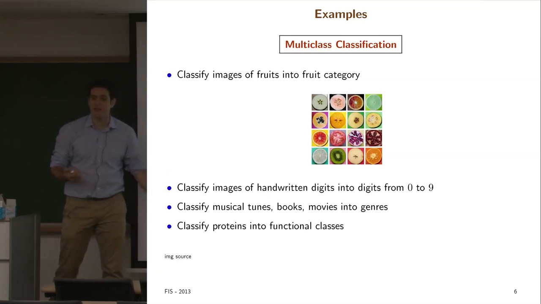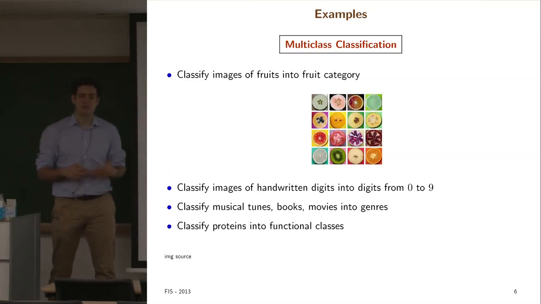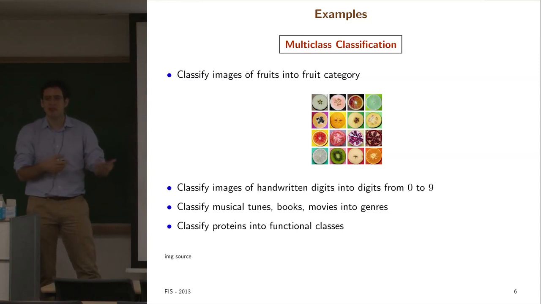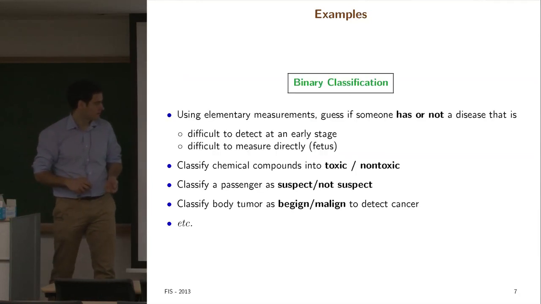In bioinformatics, it's also a very important problem. There are a few tens of thousands, I think, of proteins. We know the functions of some of them, very few of them. Can we classify a new protein into one of those functional classes? Can we predict what it is used for, etc.?